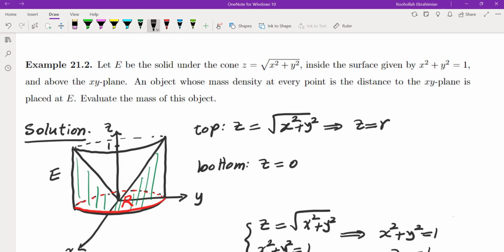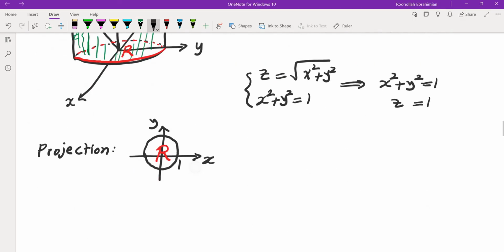So now the next thing they said is that an object whose mass density at every point is the distance to the xy plane. So if you take a point here, we want the distance to the xy plane. So what is the distance of a point to the xy plane? Well, that's the z coordinate. So the density is z.